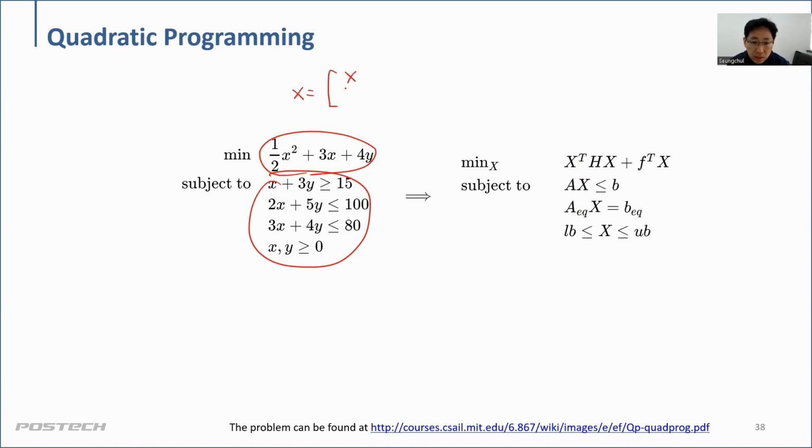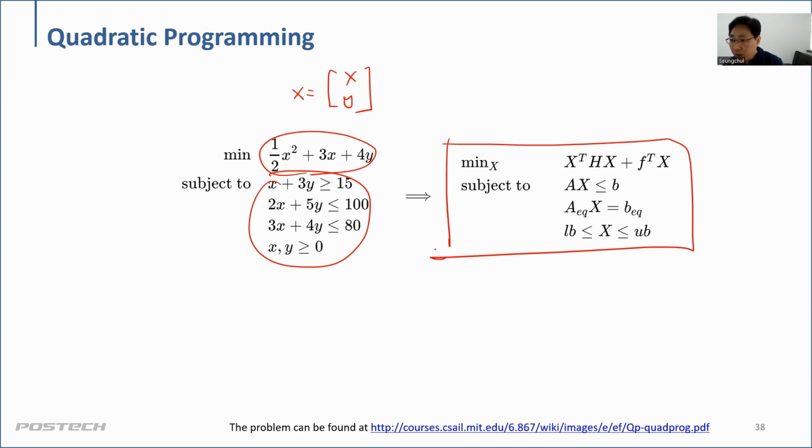And I guess those are the decision variables. And this is the form that CVXPY requires. In order to understand, all we need is to transform the problem into quadratic forms, with linear forms, inequalities and equalities, and lower bound and upper bound.